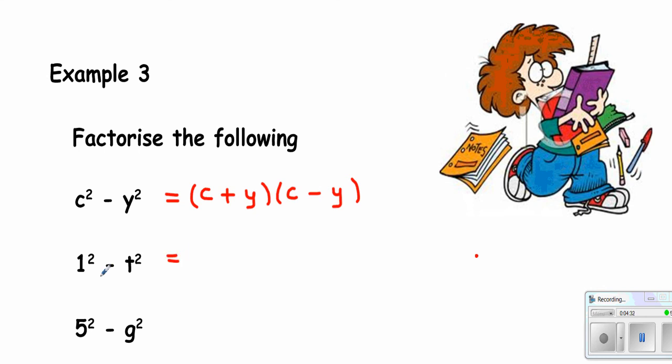Another one. Sometimes you can have a number with a square. So the square root of 1 squared is just 1. Square root of t squared is t, so it's 1 plus t, multiplied by 1 minus t. Next one, I've got 5 squared. The square root of 5 squared is 5. Square root of g squared is g, so 5 plus g, and the second bracket is 5 minus g.